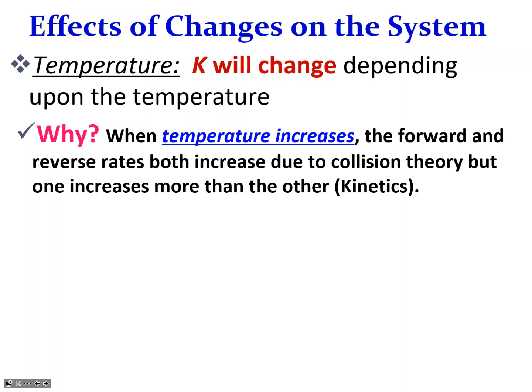The same will occur, though, if you decrease the temperature. The rate is going to decrease overall, but one of them, depending on whether it's exo or endo, will still be initially higher than the other, okay? Then eventually, after equilibrium is established, you have equal rates again, but it will not be at the same rate as it once was, depending on the temperature change.